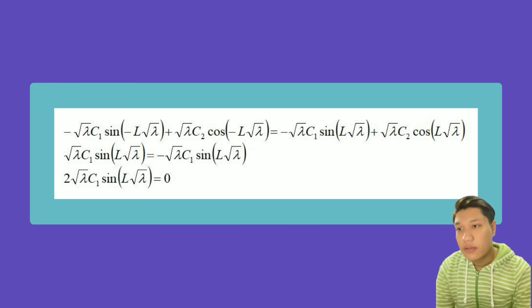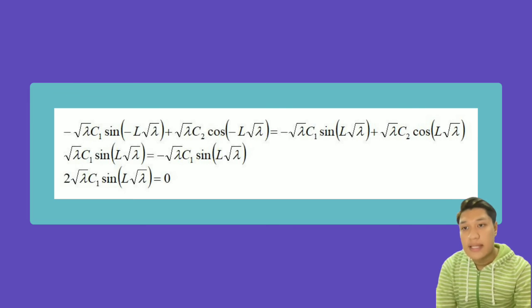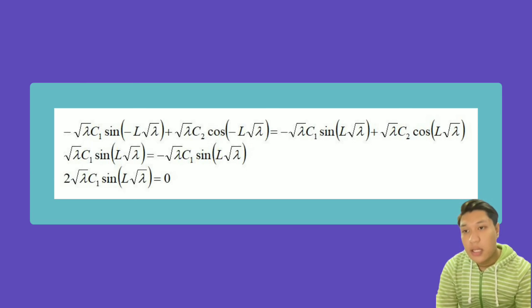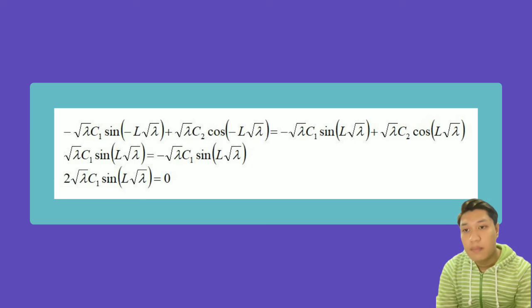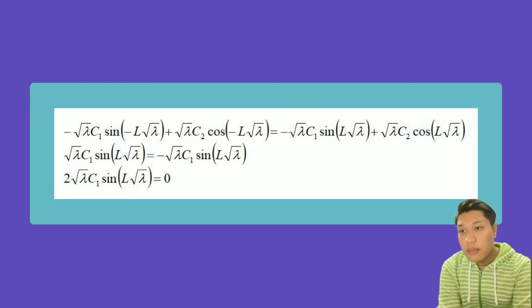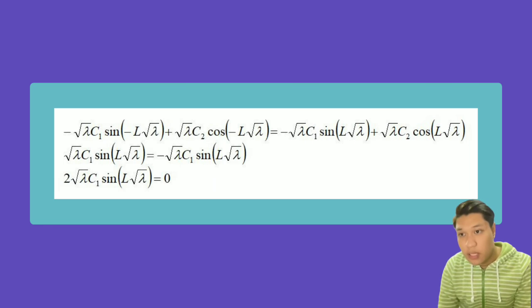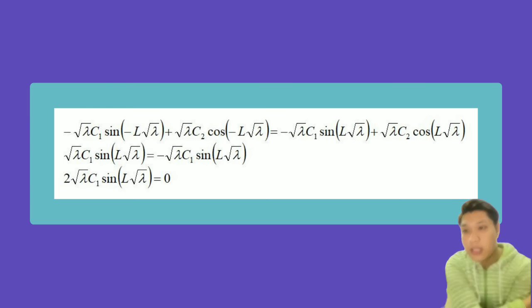At this stage, we can't really say anything as either C2 or sine could be 0. So let's apply the second boundary condition and see what we get. Negative square root lambda C1 sin negative L square root lambda plus square root lambda C2 cos negative L square root lambda equals to negative square root lambda C1 sin L square root lambda plus square root lambda C2 cos L square root lambda. Square root lambda C1 sin L square root lambda equals to negative square root lambda C1 sin L square root lambda.